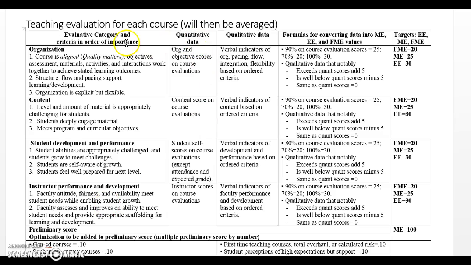Then, in light of these criteria and ranked order of importance, we have the quantitative data that comes from the course evaluations. We have the qualitative data that comes from the syllabus, the students' verbal comments, your reflections, and maybe peer observations. And then we have the formulas for converting this data based on these organizations into meets expectations, exceeds, or fails to meet. And I have shown that the threshold is 90% to meet expectations, but then the qualitative data can add or subtract to that number. And we have this same process going for content. We look at the content scores, the verbal data, and then we have a threshold from the quantitative course evaluations with qualitative data that can add or subtract.